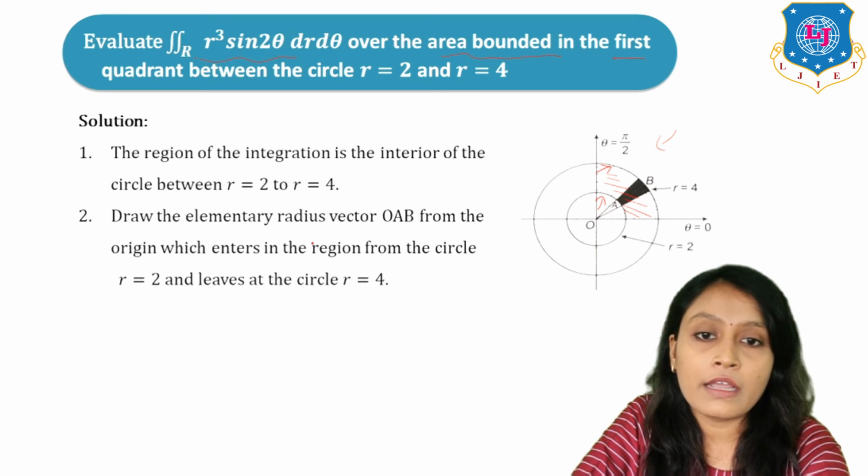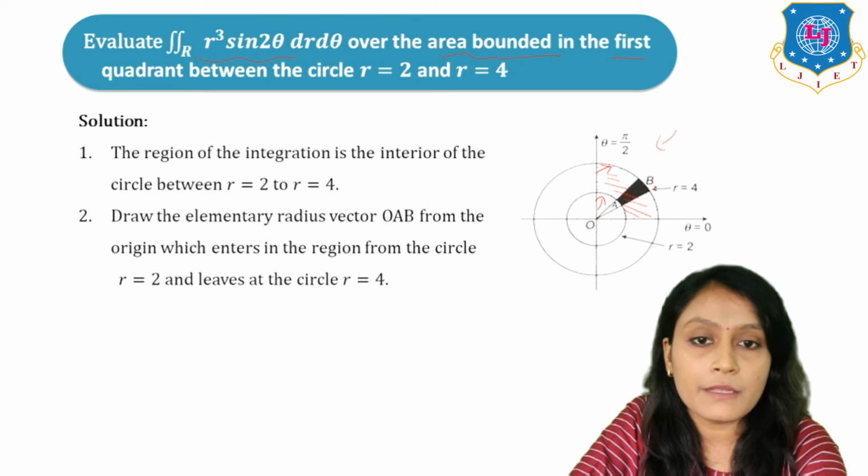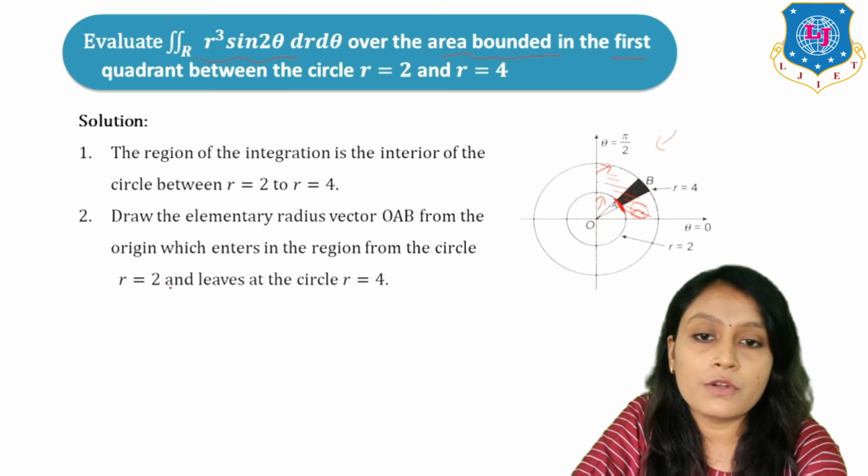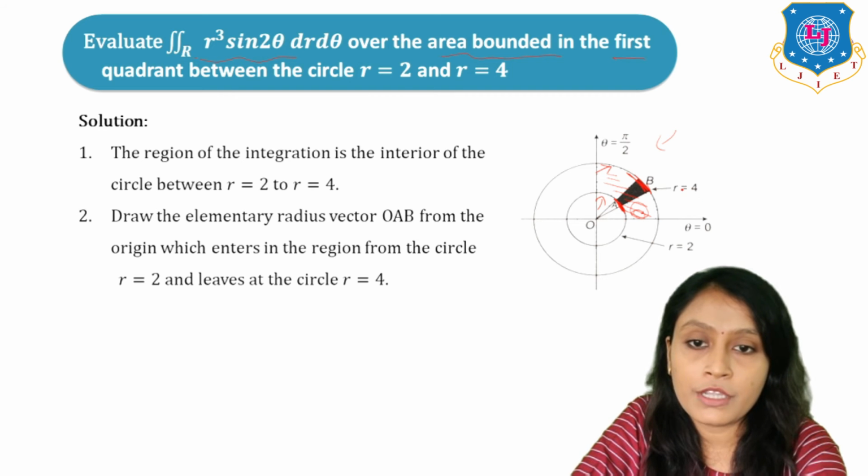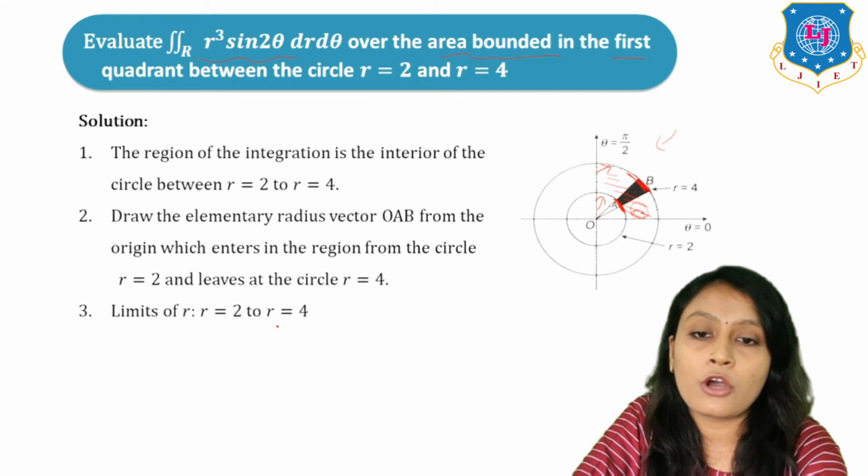Now we will draw an elementary radius vector OAB. You can see here we have a vector OAB, which enters the region from the circle r is equal to 2. So you can see that this is our region. This radius vector enters from r is equal to 2 and it leaves the region at r is equal to 4, where the region ends. So from this we will write the limits of r: r is equal to 2 to r is equal to 4.